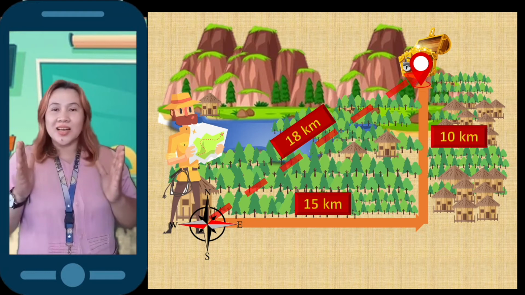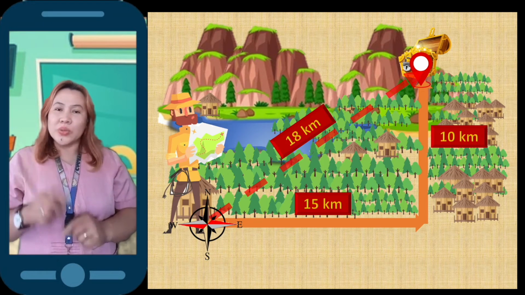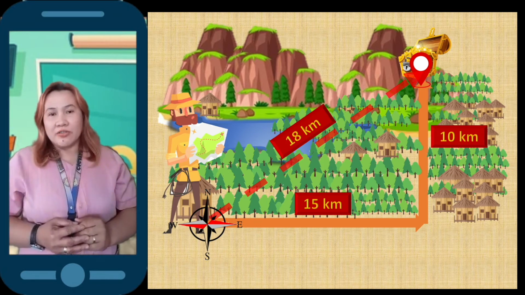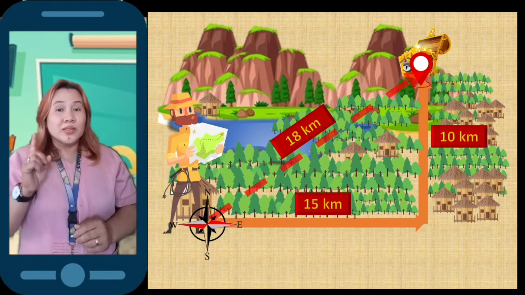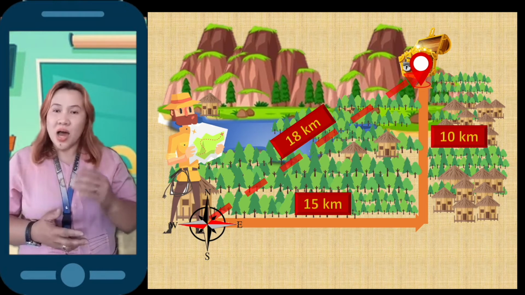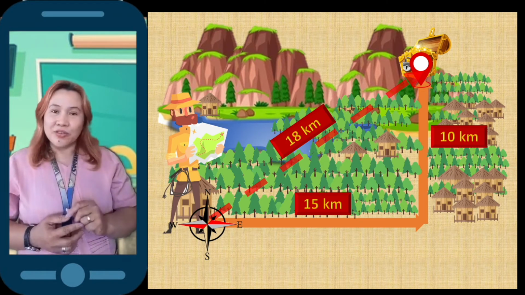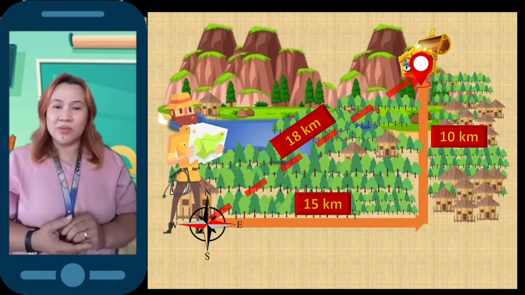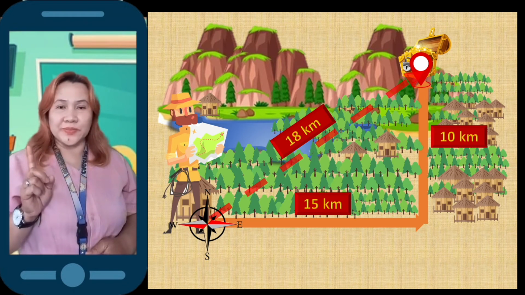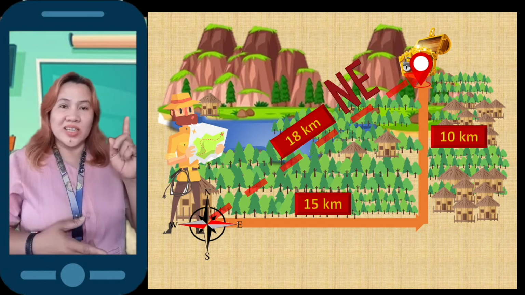To find out exactly how far your house is from the treasure, we have to look into a straight line joining the initial position and your final position. Notice that this path is the shortest distance between your house and the treasure. But is this enough to find out how far you traveled from your house to the treasure? This time, we will consider direction. In this case, your direction is towards northeast.